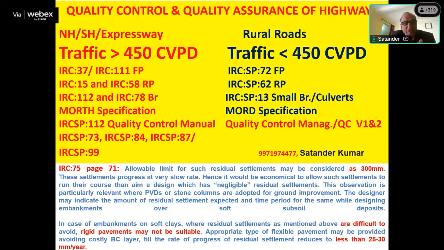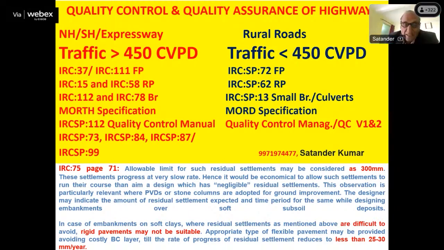In the case of IRC codes, these are not only for national highway. These are being adopted by urban roads also, and some by state highway also. That is why we have not put the SP word. But if you see the manuals, IRC SP 73 is only for two laning, 84 for 4 laning, 87 for 6 laning, and 99, now 2023, for expressway.